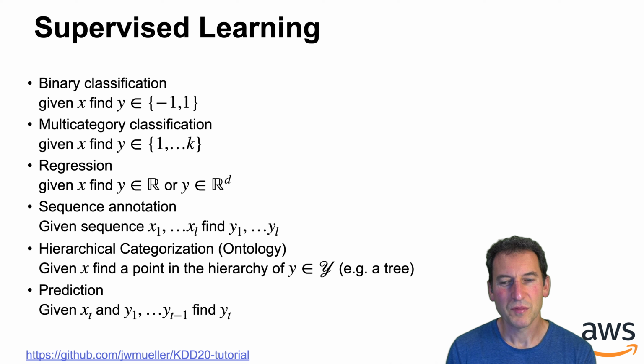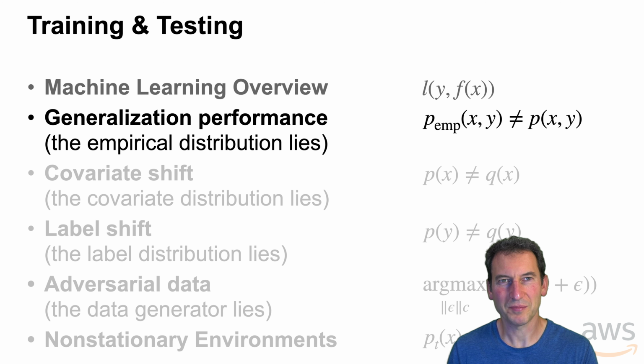Okay, so now that we have this, we might ask the question, well, how to actually go about it. So for that, we need to know about the generalization performance. And what is already somewhat tongue-in-cheek expressed on the slide is: the empirical distribution lies. Now, this sounds quite abstract. Let's actually see what this means in practice.